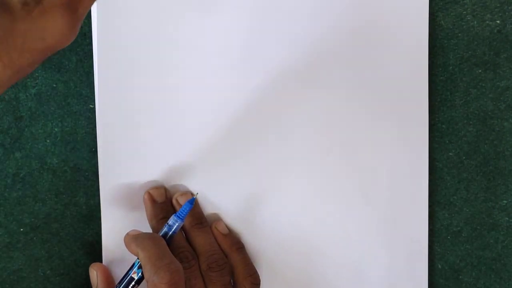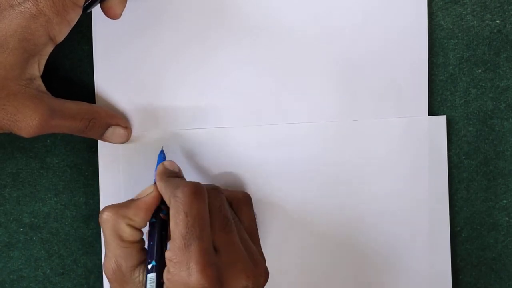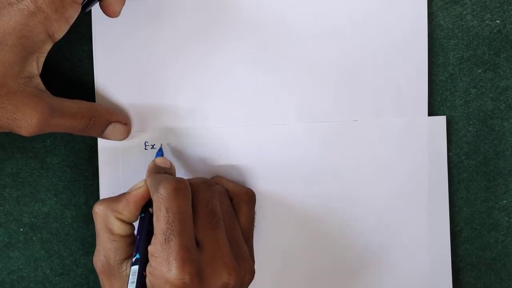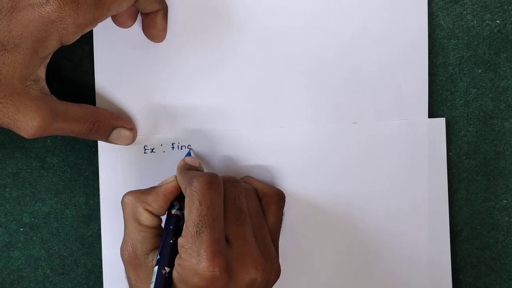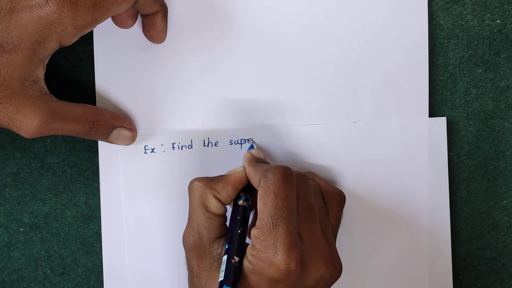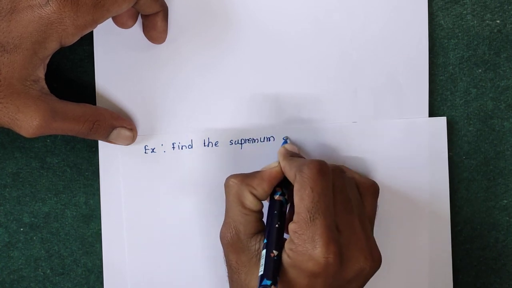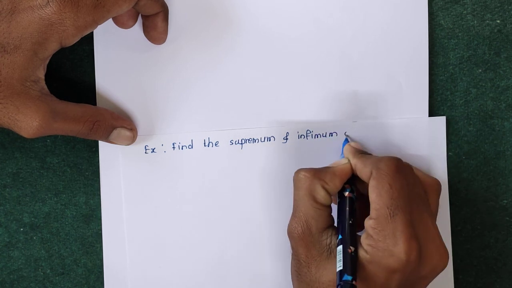Today we will discuss some examples of supremum and infimum, and after that the completeness property. So the first example is: find the supremum and infimum of the following sets.